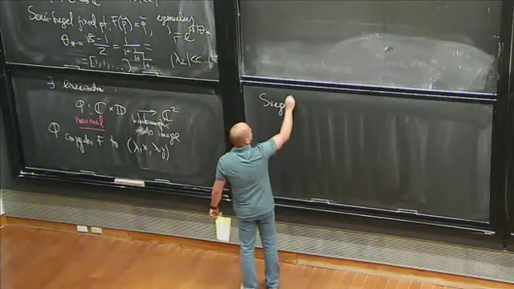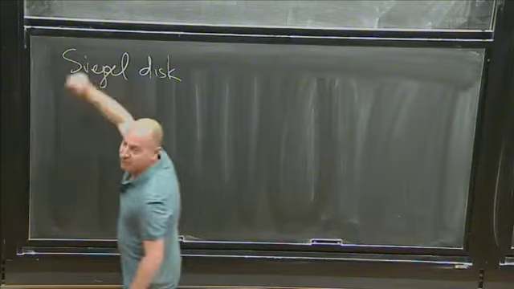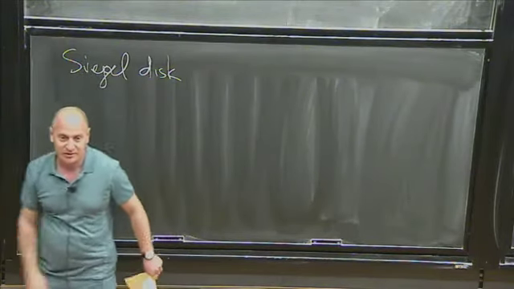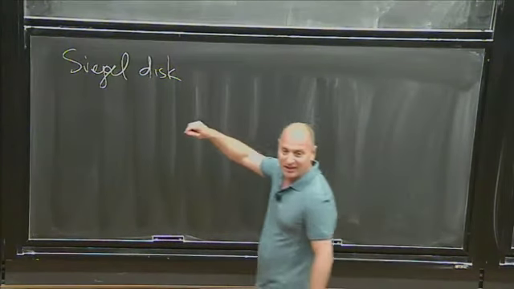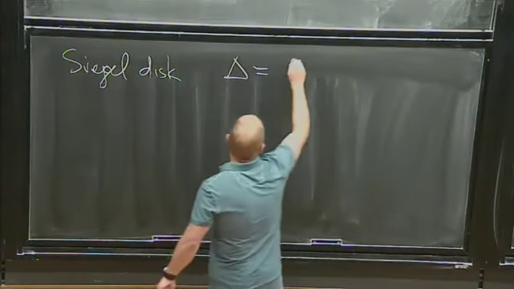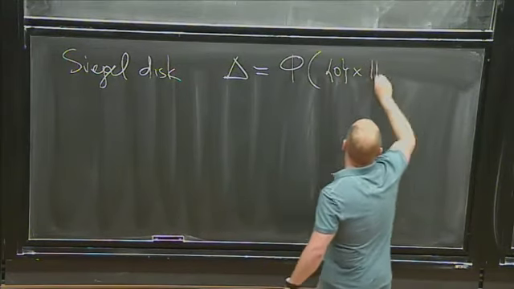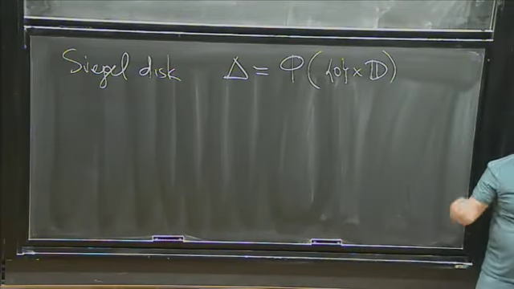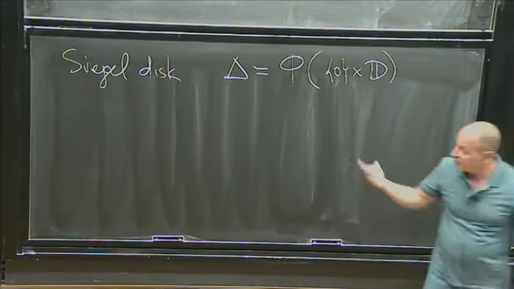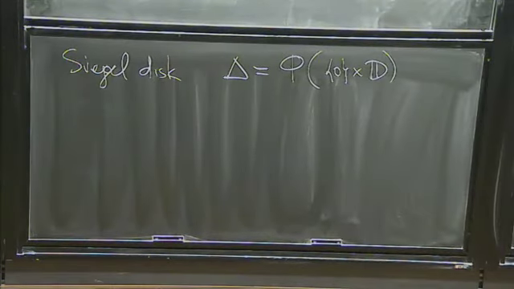I know that the strange people who do C2 dynamics for some reason call the whole cylinder the Siegel disk. I don't know why they do it. So the Siegel disk for me, delta, will simply be the image of 0 times d by phi. That's a biholomorphically embedded disk in C2, which is the attractor on this basin.